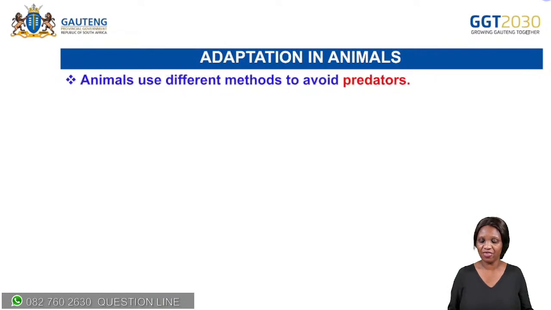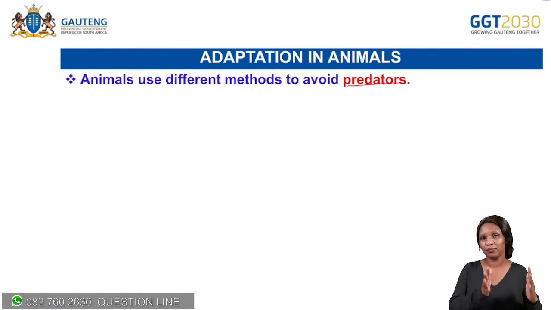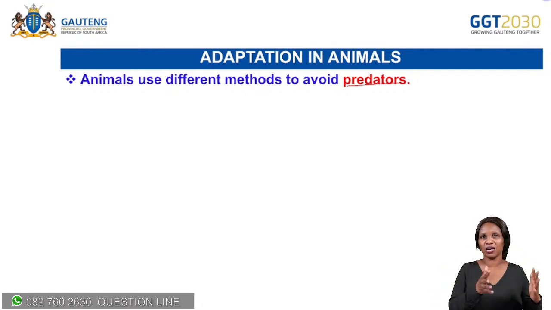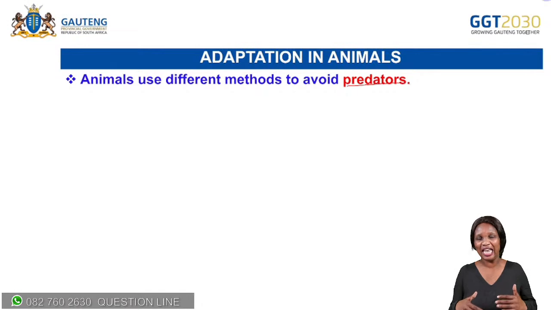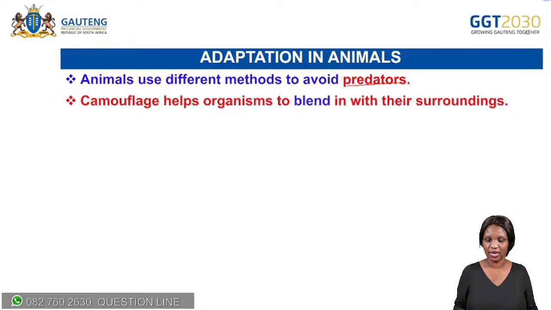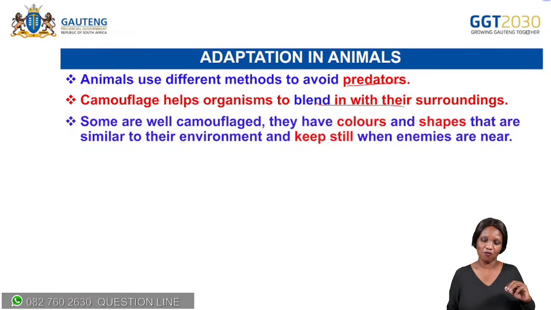Okay. And then animals use different methods to avoid predators. Some animals fall under camouflaged animals and some mimicry. Okay. When we're talking about camouflage, we are talking about blending in to the environment. It can be prey that is camouflaging, or it can be a predator. All right. Let's check the next one. Camouflage helps organisms to blend in within their surrounding. They blend in. For example, a cheetah.